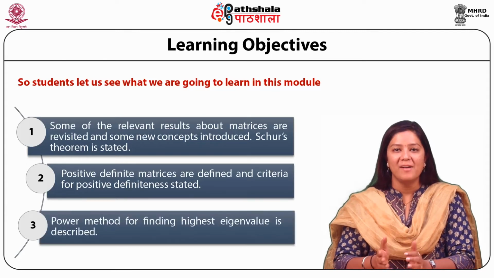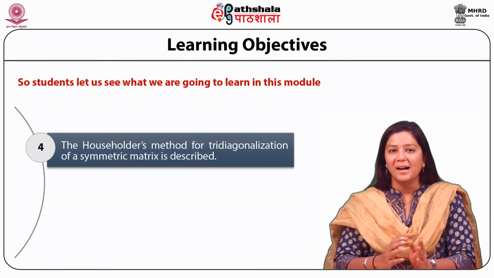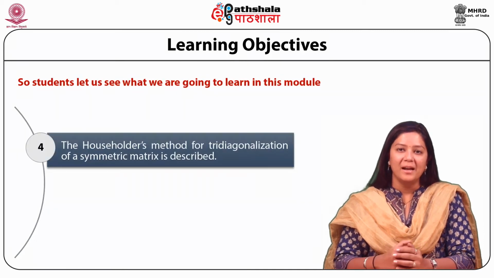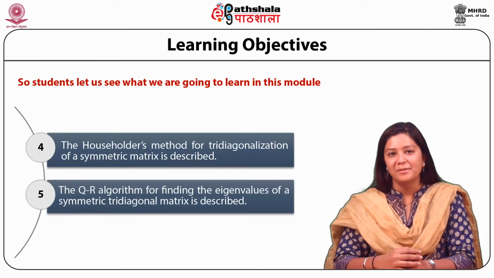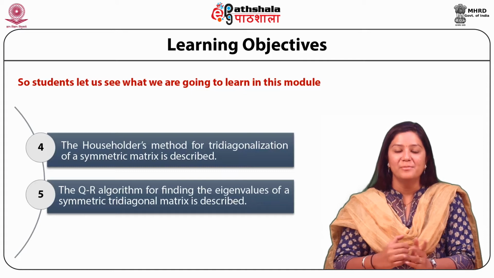The power method for finding the highest eigenvalue has been described here. Householder's method for tridiagonalization of a symmetric matrix is described. The QR algorithm for finding the eigenvalues of a symmetric tridiagonal matrix is also described.